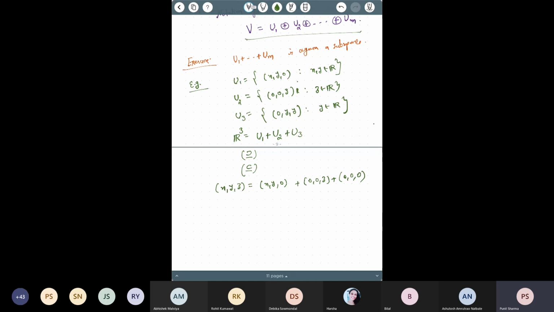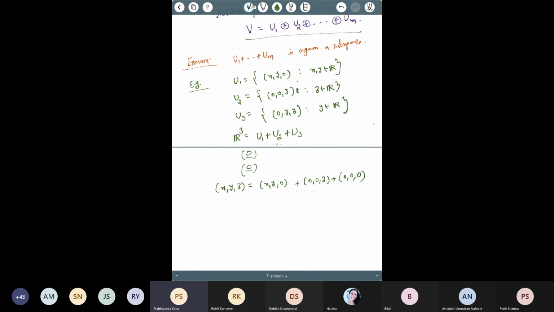So clearly you can see that this xyz belongs to this sum, and therefore R3 is equal to this. So R3 is a sum of U1, U2, and U3. Okay. Now can you tell me whether R3 is a direct sum of U1, U2, U3? No, sir. Why not? Sir, take an example like (1, 1, 1).